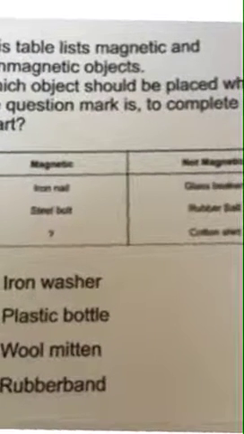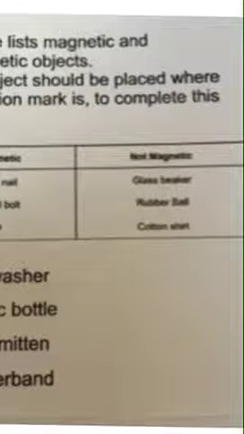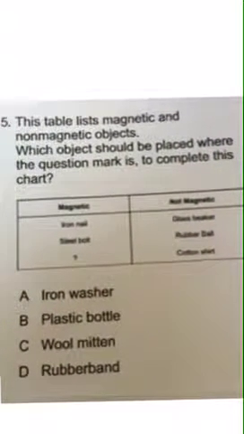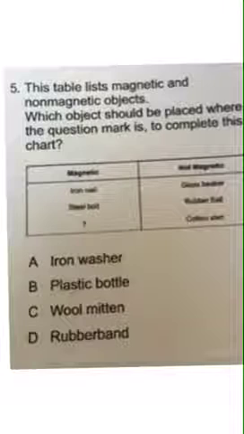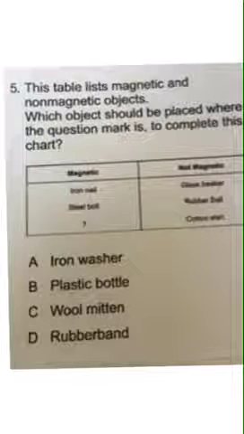Number 5. This table lists magnetic and non-magnetic objects. Which object should be placed where the question mark is to complete this chart? Magnetic: iron nail, steel bolt. Non-magnetic: glass beaker, rubber ball, cotton shirt. So which object should be placed where the question mark is to complete this chart? A. Iron washer. B. Plastic bottle. C. Wool mitten. D. Rubber band.